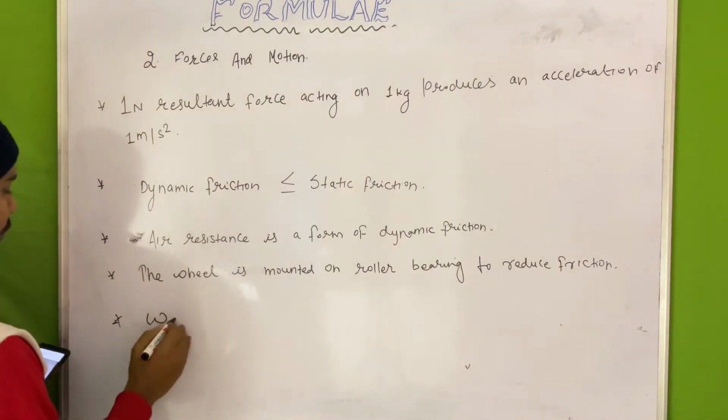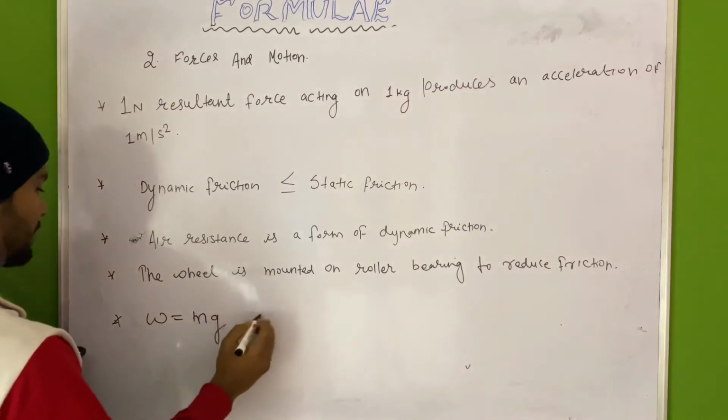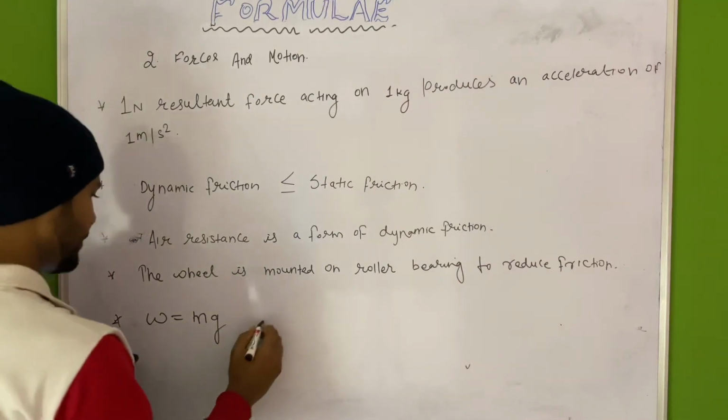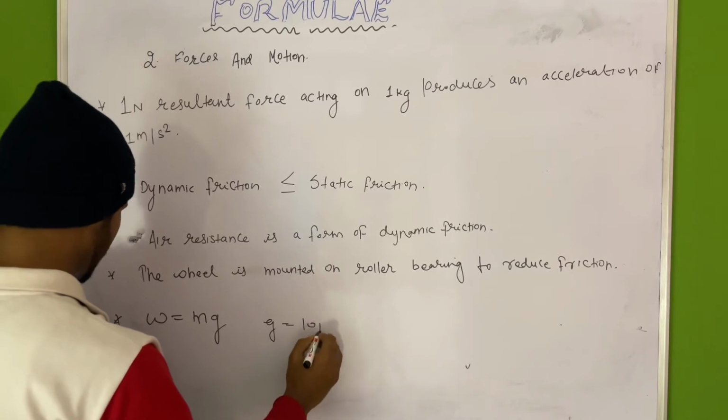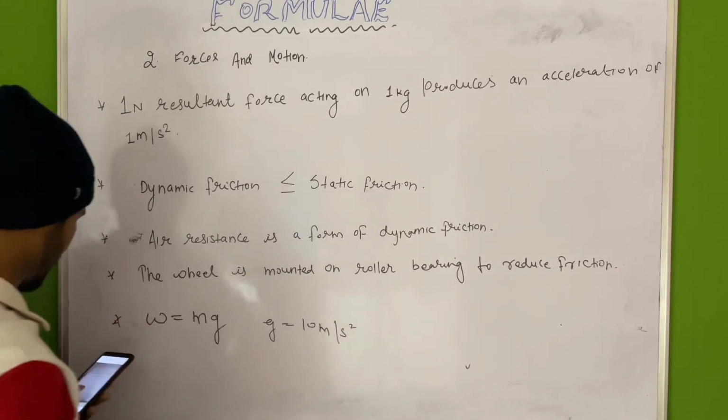Then weight equals, very simply, mg, where m is the mass and g is gravity, and g we take as 10 meter per second square.